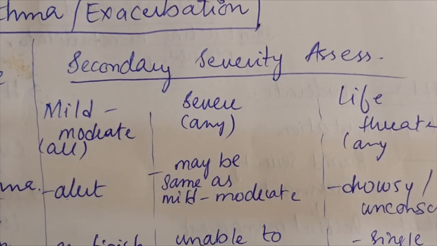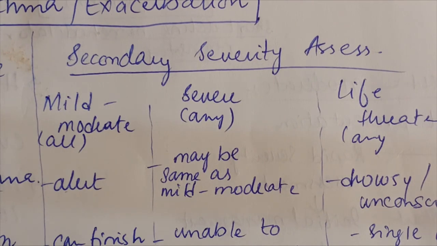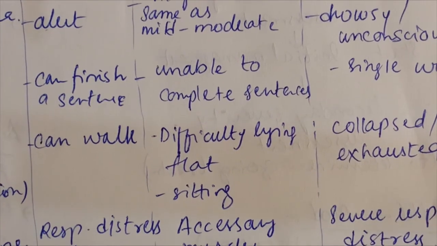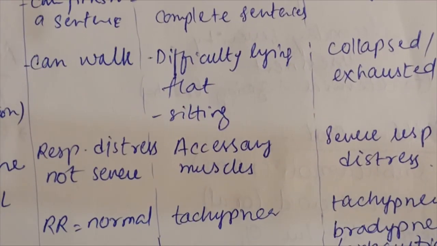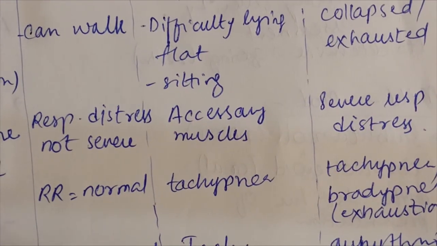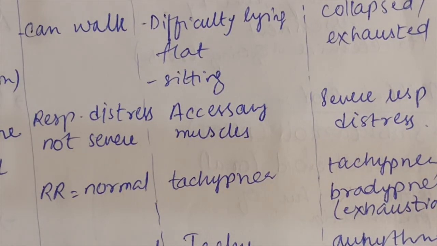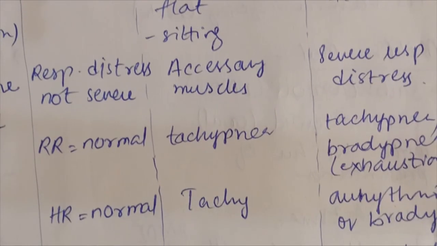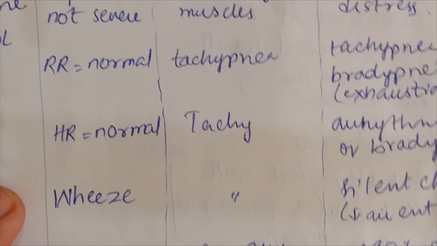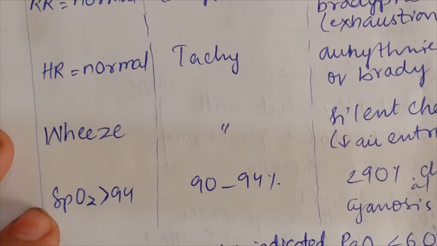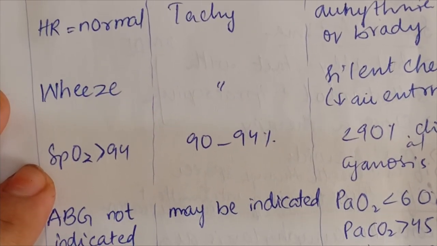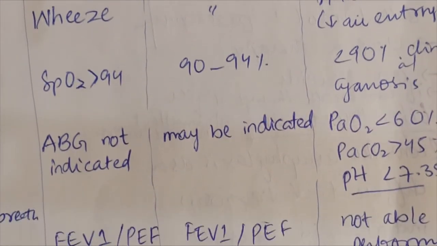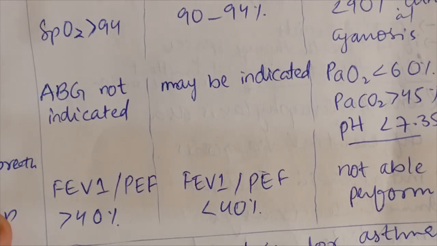In case of severe asthma exacerbation, the patient would be alert, but in speech would not be able to complete sentences, and is having difficulty lying flat, so the patient is sitting upright so that he can breathe easily. There would be use of accessory muscles, respiratory rate would be increased, that is tachypnea, tachycardia would be there, wheezes would be there, and SpO2 would be 90 to 94%. ABG may be indicated according to the severity, and the FEV1 by PEF ratio would be less than 40%.